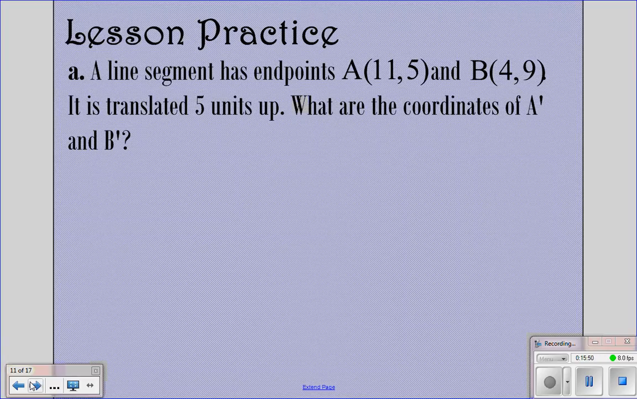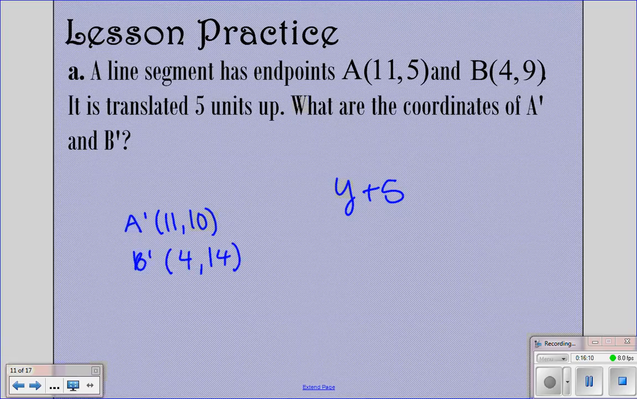So if it's translated 5 units up, that is changing the Y value. The Y value got 5 added to it. So that means that A prime is going to be 11, 10, because you just add 5 to your Y value of 5. And then B prime is going to be 4, 14. The X values don't change, only the Y value.